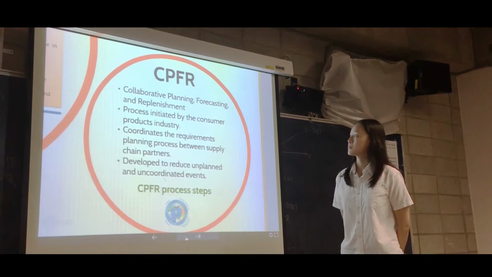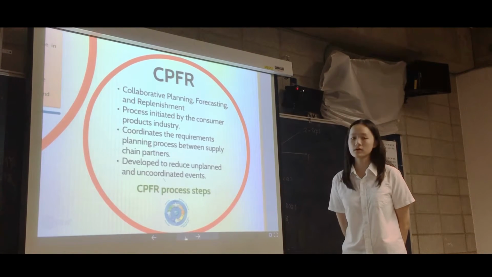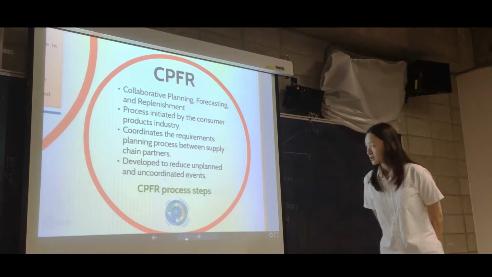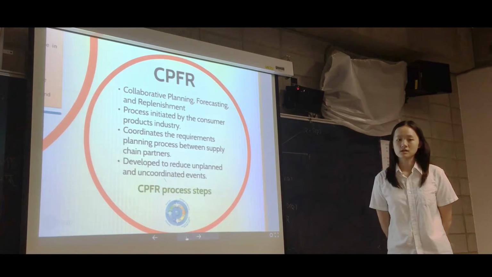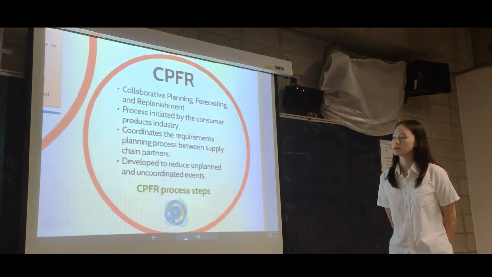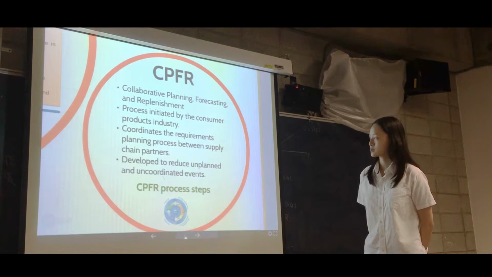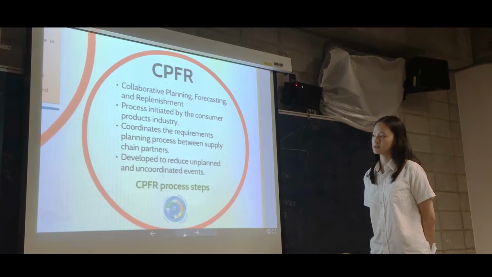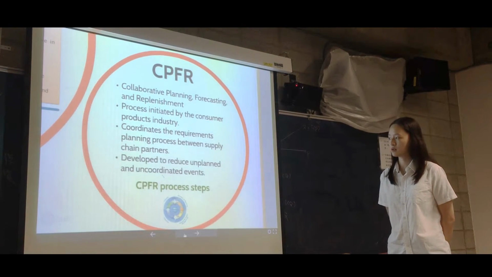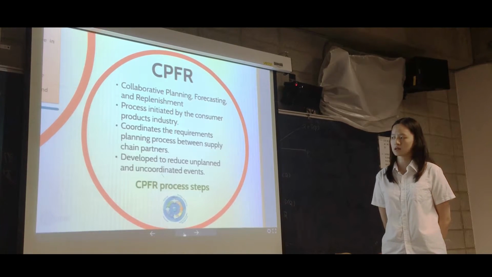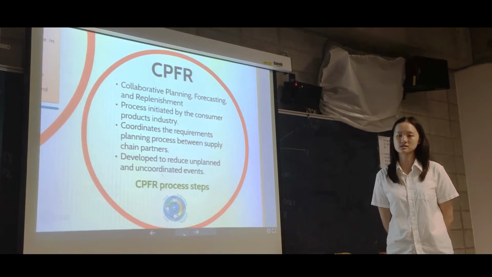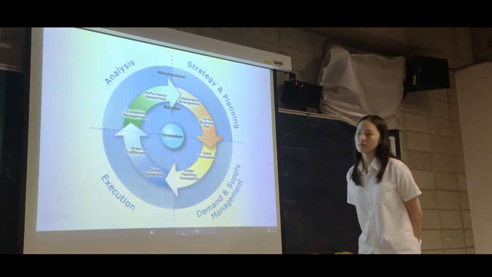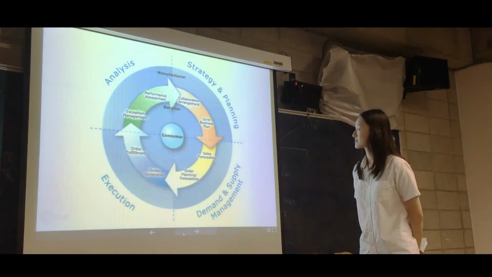And this is the CPFR, which is collaborative planning, forecasting, and replenishment. It is a process initiated by the consumer product industry, and it coordinates the requirement planning process between the supply chain partners. And it results in reduced unplanned and uncoordinated events. And there are 4 steps within the CPFR strategy.